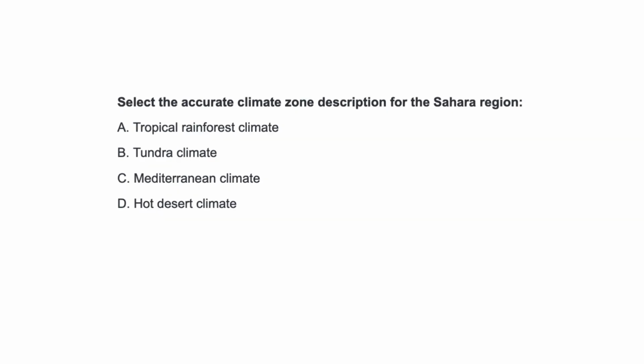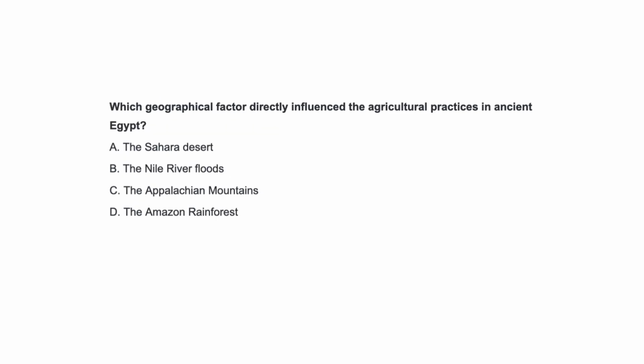Select the accurate climate zone description for the Sahara region. Correct response, letter D, hot desert climate. Which geographical factor directly influenced the agricultural practices in ancient Egypt? Correct response, letter B, the Nile River floods.